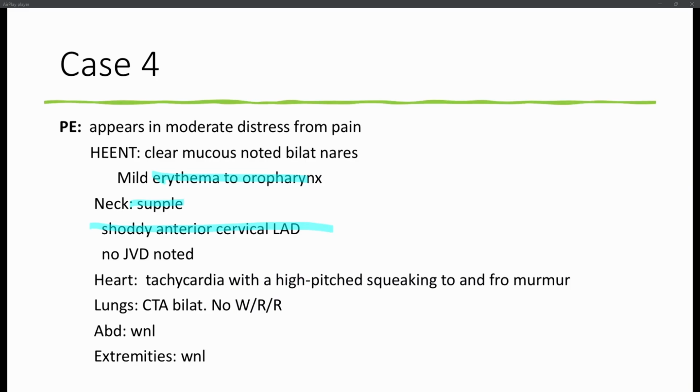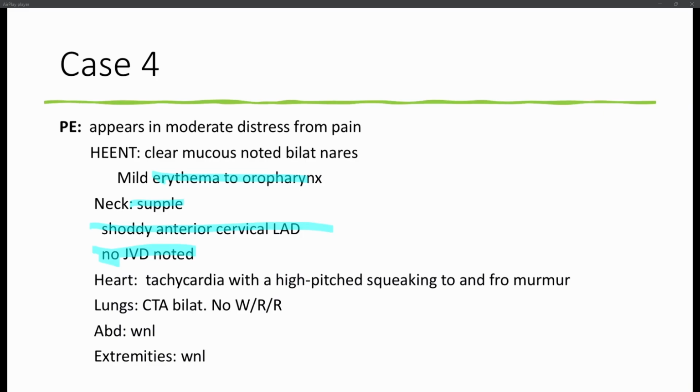So she's got some lymph nodes that have popped, which means what? If lymph nodes are enlarged, you're fighting off an infection. You need more troops. You've got to grow more white blood cells. Those glands get bigger. No JVD noted. Why is that very important in this case? What is shotty? Shotty means very hard to feel, but you can feel them. They're not popping out, but you can feel that they're larger than normal.